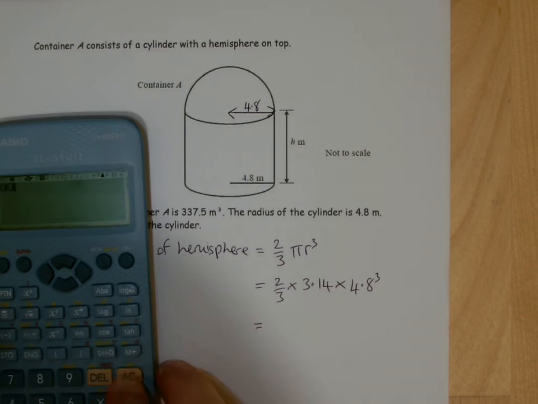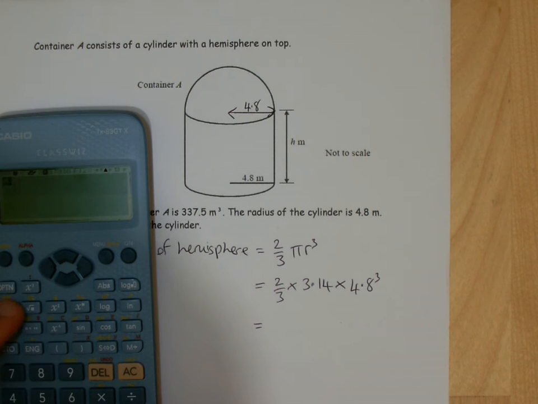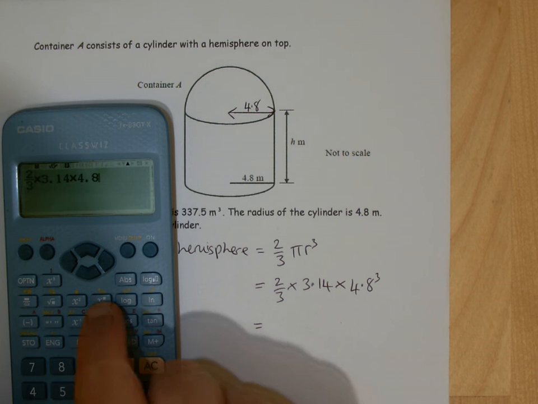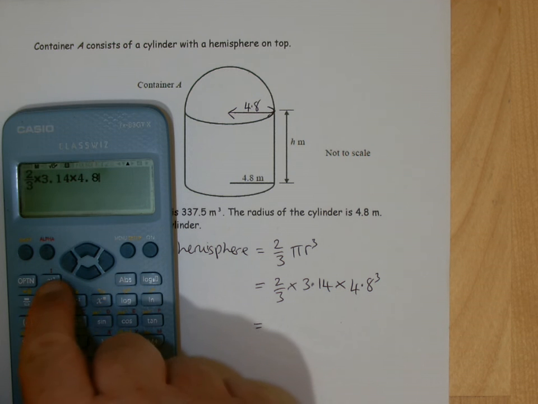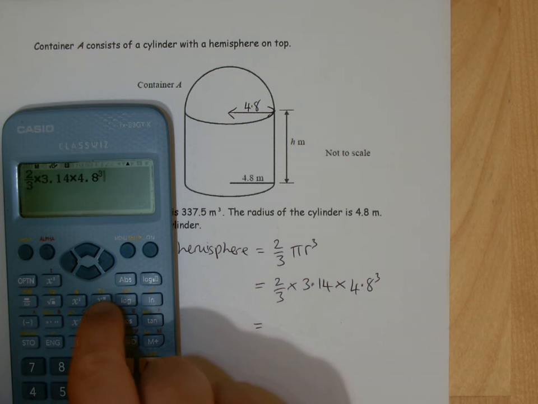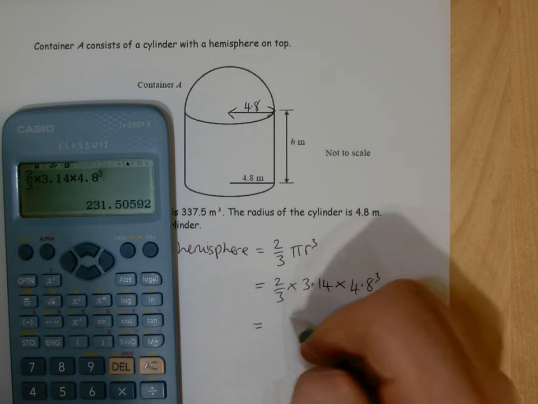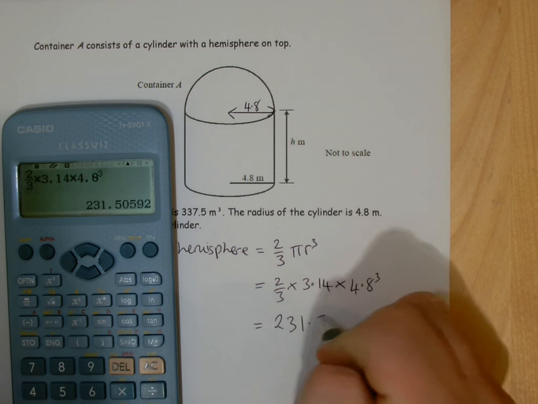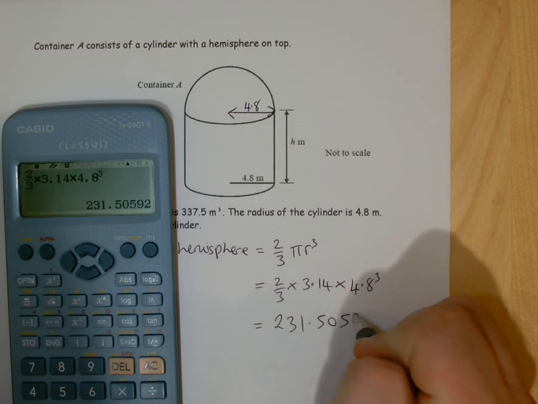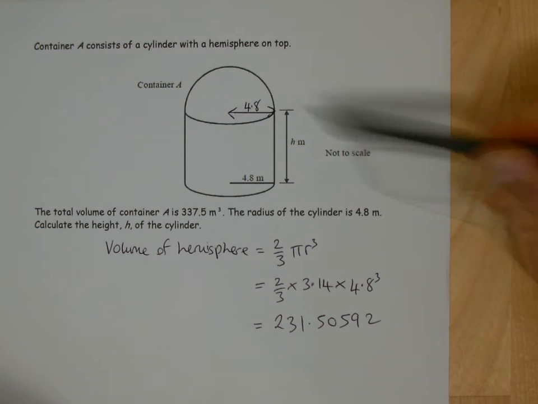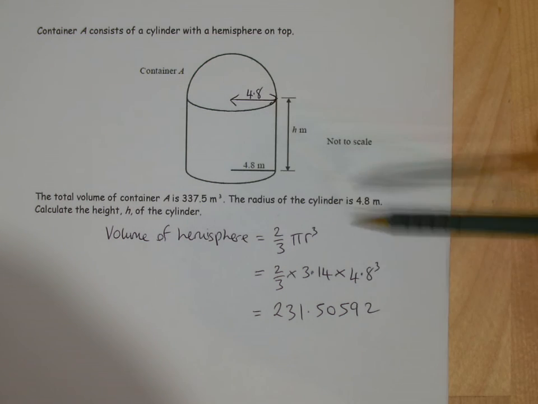So then let's work that out on my calculator. So fraction button, 2/3 times 3.14 times the radius cubed. There's a cube button there actually, right? You can press that, or you can press the power button there and the little 3. So if I press equals, I get that, right? So 231 point, let's write it all down, okay? We can round later on. Now I know the volume of the hemisphere is that.